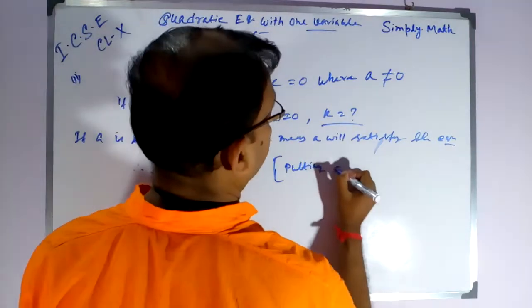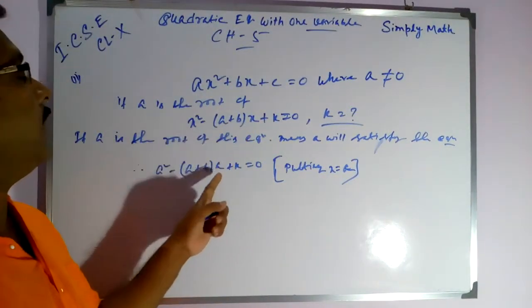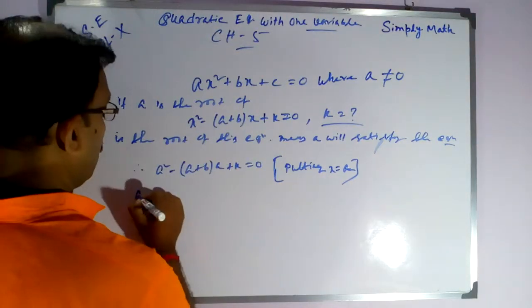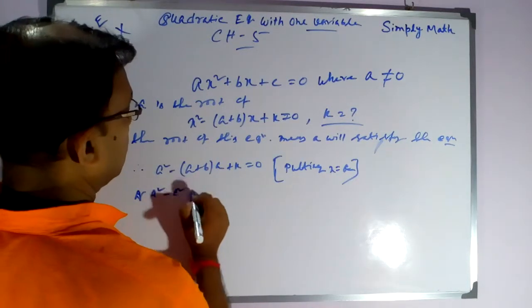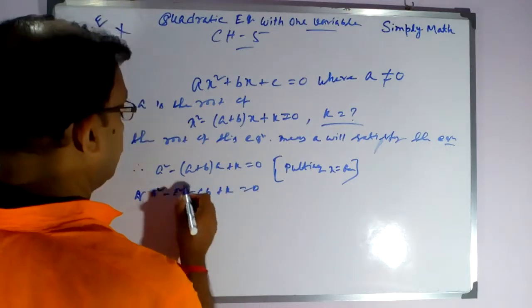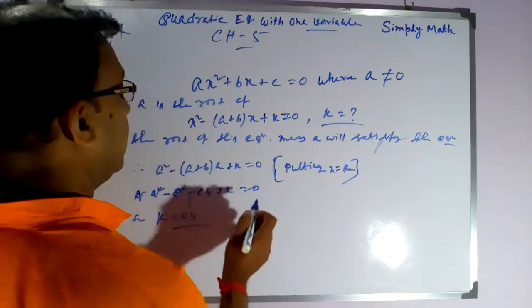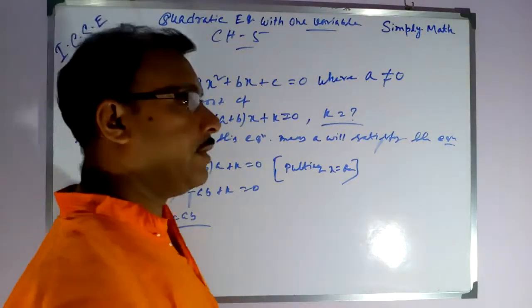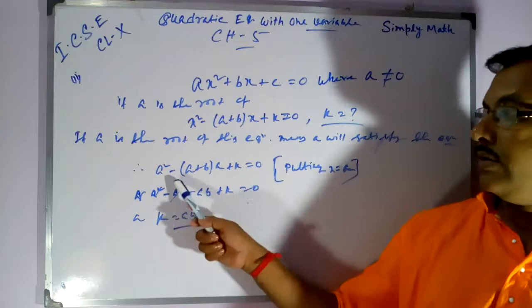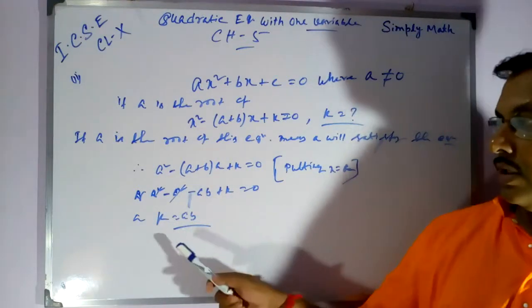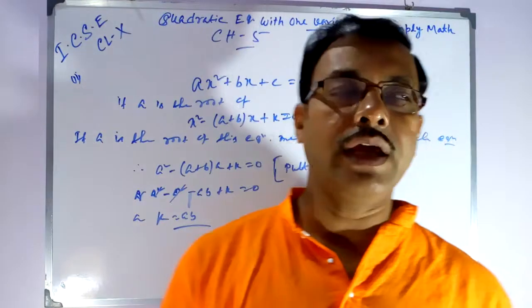Putting x is equal to a: a square minus a plus b into a plus k is equal to 0, or a square minus a square minus ab plus k is equal to 0, or k is equal to ab. Therefore k is equal to ab. We just put the value a instead of x, and then just solve the equation. We will find the value of k. Value of k is ab.